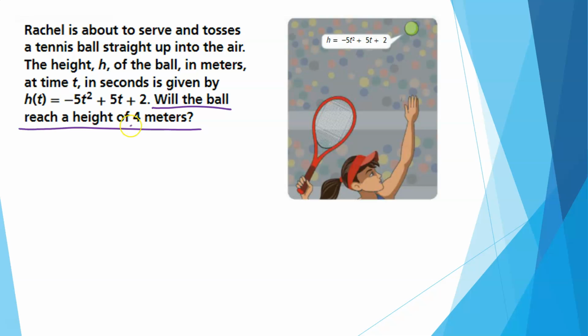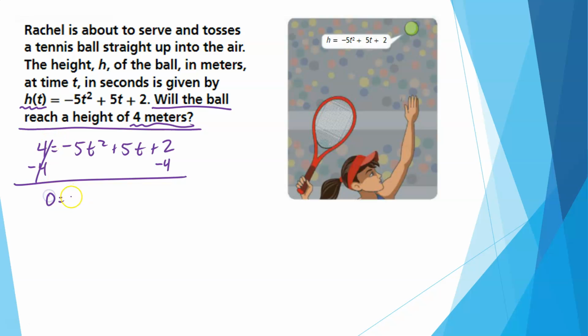Well, if we want to know a height of 4 meters, that's the output here. So they're basically saying, when does 4 equal negative 5t squared plus 5t plus 2? And again, not when does it, but will it? In order for me to figure this out, I first always need to get a quadratic equal to 0 before I can do any other work. So I would subtract the 4 from both sides. So I get 0 equals negative 5t squared plus 5t minus 2.